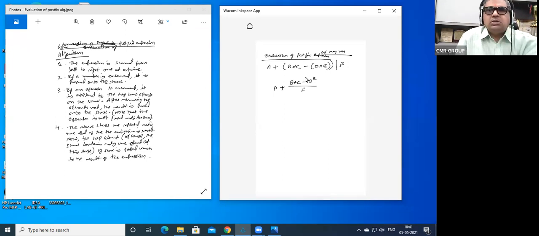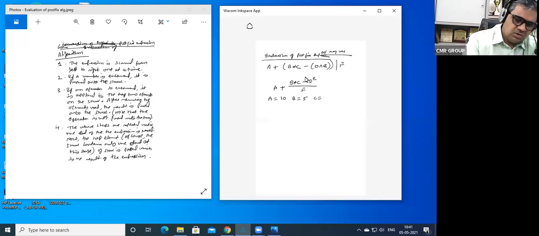So I'll give you the values of a, b, c, d, e, and f. Let us take a is equal to 10, b is equal to 5, c is equal to 3, d is equal to 8, e is equal to 2, and f is equal to 4. Now can you evaluate this?